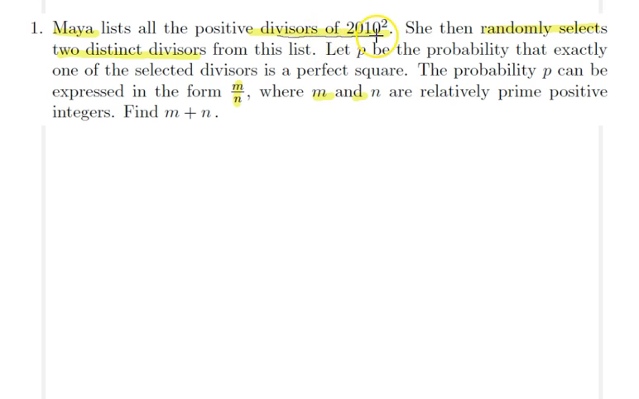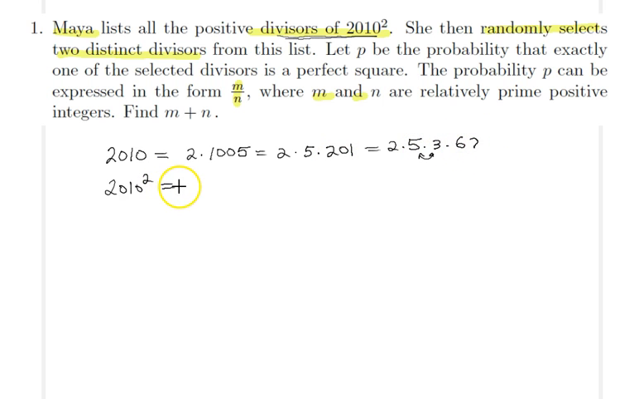We need to first start by figuring out how many positive divisors 2010 squared might have. You can do a quick calculation to figure out that 2010 is simply equal to 2 times 1005, which in turn 1005 can be split. It is divisible by 5, so 5 times 201, and then you realize 201 is divisible by 3, so 3 times 67. Therefore 2010 squared would be simply equal to 2 squared times 3 squared times 5 squared times 67 squared.